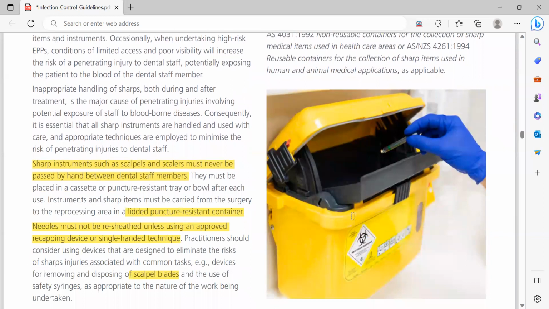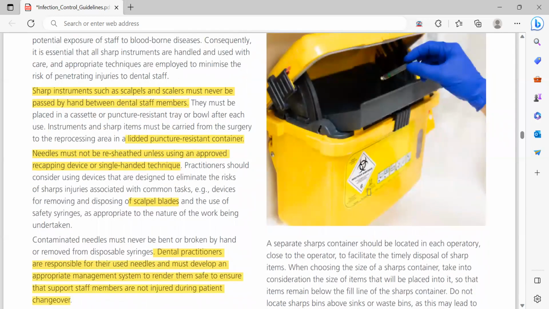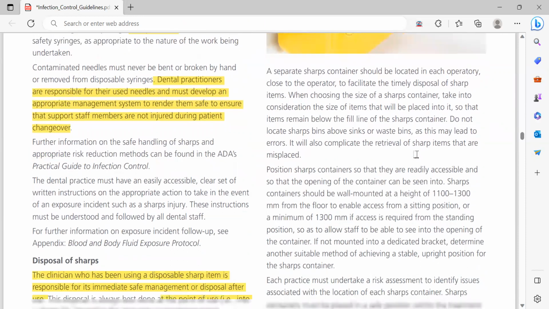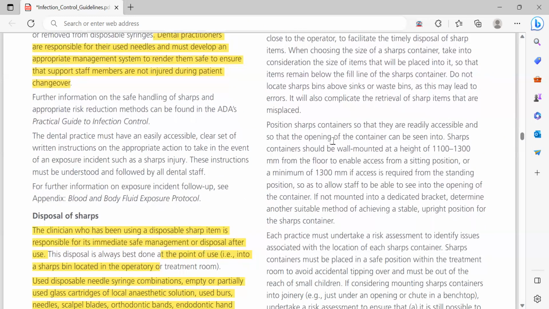So this is the sharp container. A separate sharp container should be located in each operatory. So there is always this type of container available in every dental surgery, and even one in the sterilization room as well. When choosing the size of the sharp container, take into consideration where you will place it. There are different sizes. Do not locate sharp bins above sinks or waste basins, as this may lead to errors. So do not just put them a bit away.